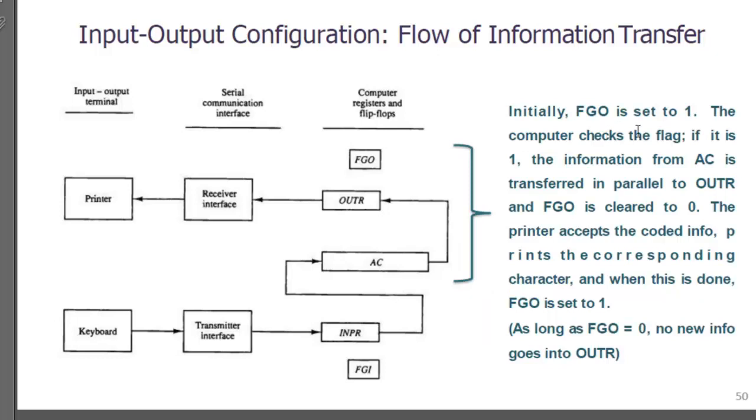Now initially FGO is set to 1. Initially the value of FGO will be 1. The computer checks the flag. If it is 1, the information from the accumulator is transferred in parallel to the output register. If FGO is 1, that means the output device is ready to receive the output. So that's why FGO is set to 1 here. So when FGO is set to 1, the computer checks the flag. If it is 1, the information from the accumulator will go to the output register, and through the receiver interface it will get displayed to the user through the printer.